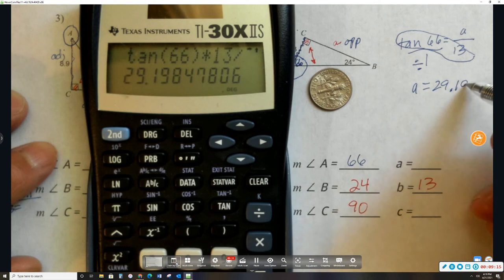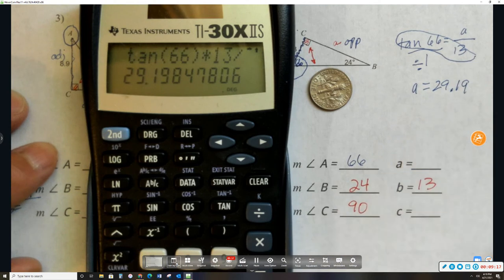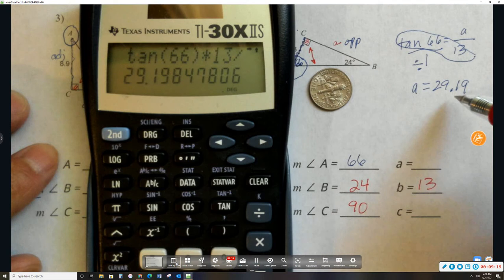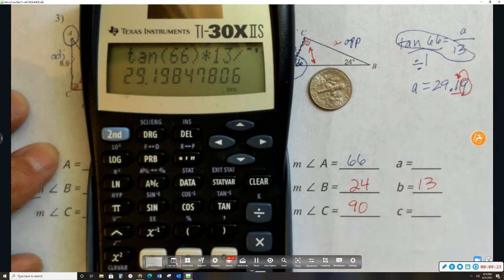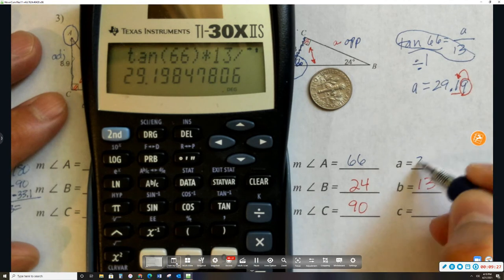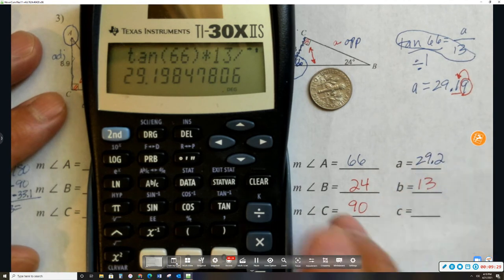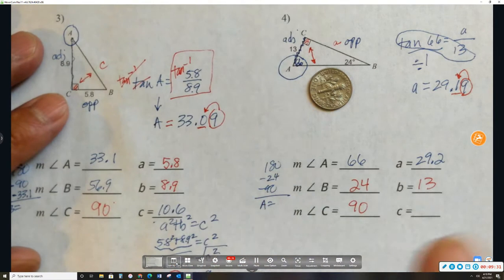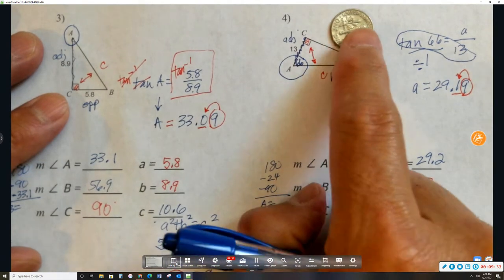Man, all of these are rounded. Again, this is the tens place. That's what we check. It's more than 5. It bumps up. So little a is 29.2. And then I'm going to cover little a. I'm done with that guy.